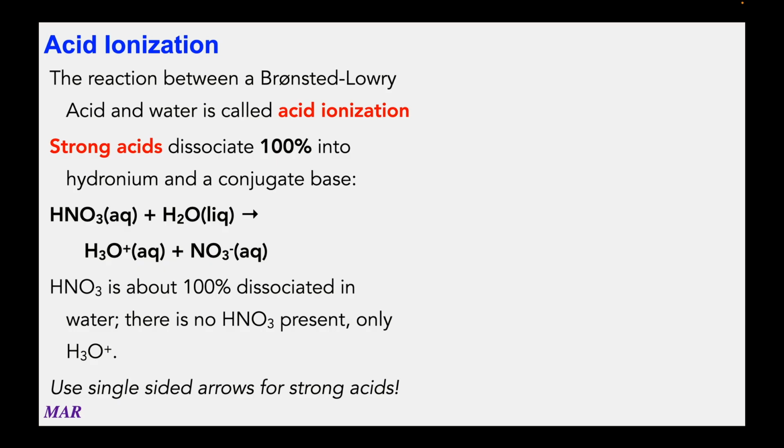And so usually what people will do is use single-sided arrows here. This isn't an equilibrium. This is a one-way trip. It's difficult to go back. That's why it's cool to write the one-sided arrow.